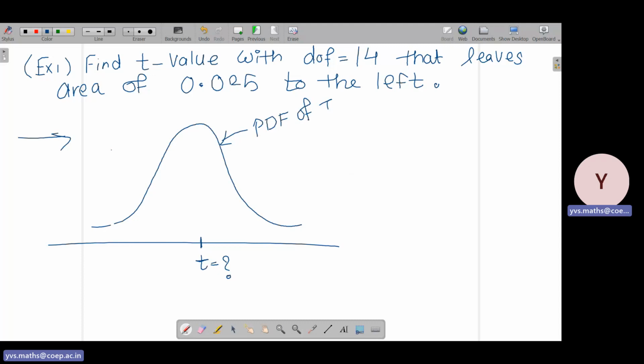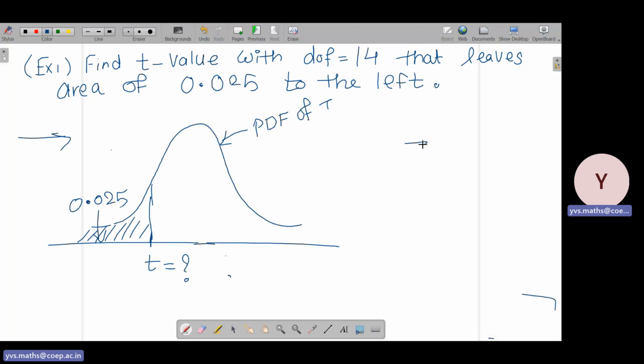So basically, I should not mark it in the middle. I should mark that t value slightly to the left side, because only 2.5% area is there on the left side of that t value. So the question is, what is this t value, if the left hand area is 0.025? And how much is the right hand side area?